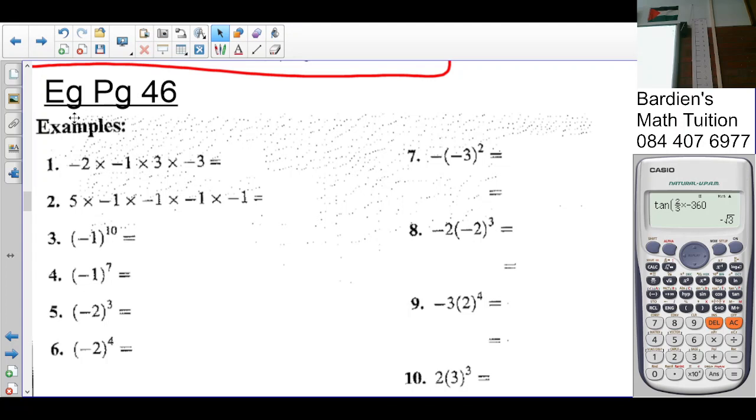Right, here we go. Example 1. Negative times negative is going to be? Negative. You see there's 3 negatives there. 2 times 1? 2 times 3? 6 times 3? 18. You all okay with that? Yes. Right. Next one, number 2.